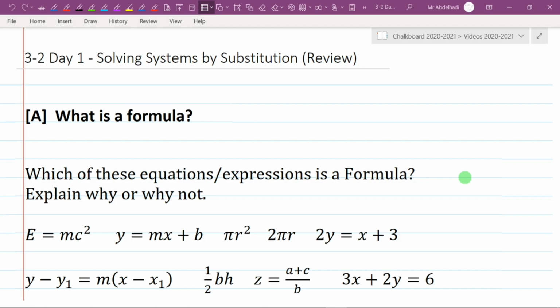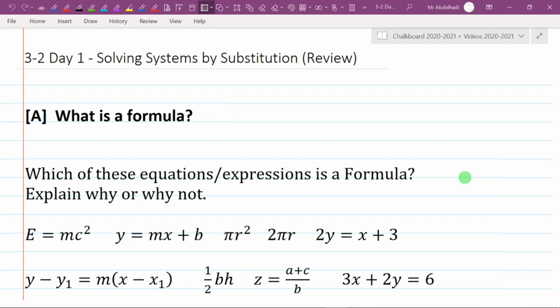Okay, welcome back. Today we're going to do solving systems of linear equations. This is a review of Algebra 1, so we're just going to breeze through it relatively quickly. Day 1 is going to be using something called substitution. But before we get into solving systems by substitution, let's talk about what a formula is.